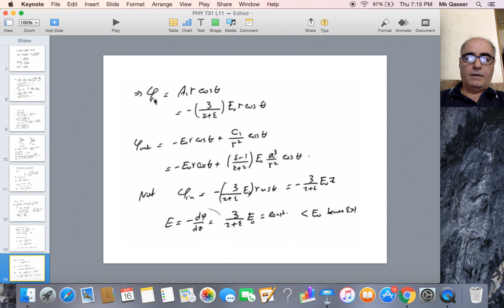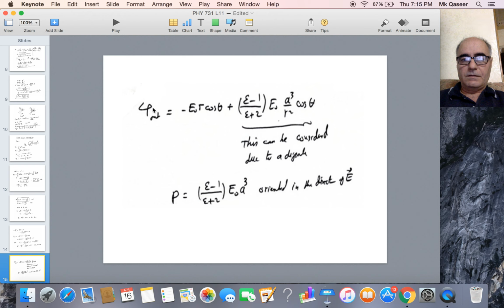Now write phi in terms of these constants, which is given by this, and phi out is given by this form. Let's look at phi in. If we look at r cosine theta and substitute it as z, we see that E is minus d phi by dz, and the derivative of this is 1. So we get a constant field inside the sphere. And this is phi out. The last term can be written in this form.